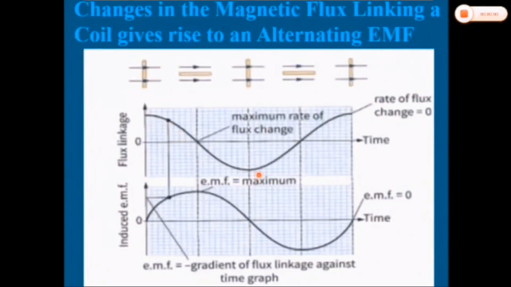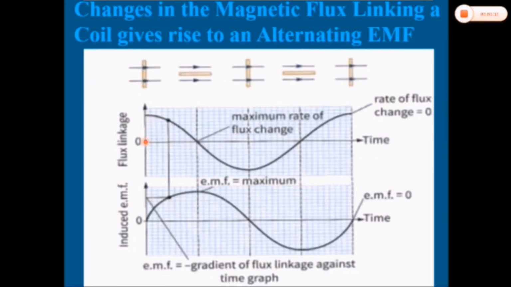Now this is the graphical representation of the flux linkage and the corresponding values of induced EMF. Okay. So changes in the magnetic flux linking a coil give rise to an alternating EMF. Now what is this? These are the orientations of the coil, okay, in one complete rotation. These are vertical positions and these are horizontal. Now according to Faraday's law, what happens? The induced EMF which is produced is equal to minus the rate of change of flux linking the coil.